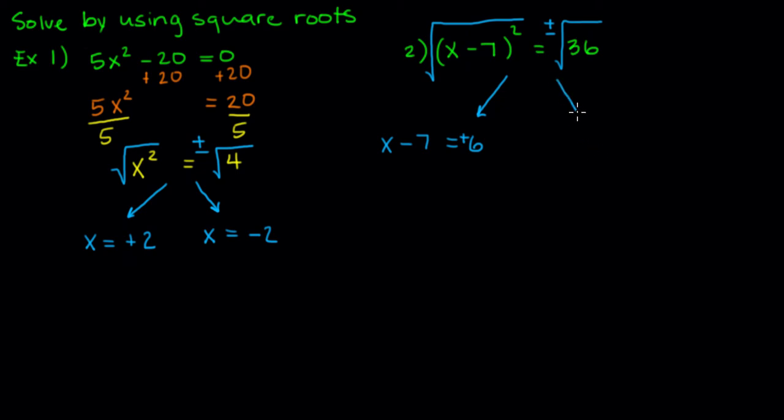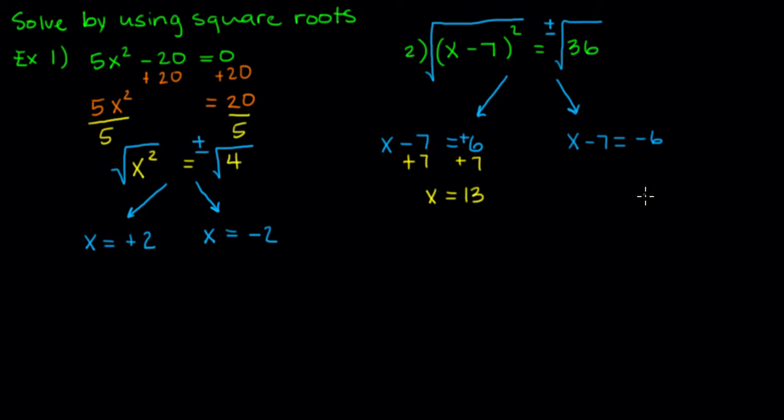But then there's a second variant on this problem. We have x minus 7 equals, and then the negative version, negative 6. Now we want to solve each of these independently. These are two separate problems. On the first one, we're going to add 7 to both sides. I'm going to add 7, and the result is going to be x equals 6 and 7 adds up to 13.